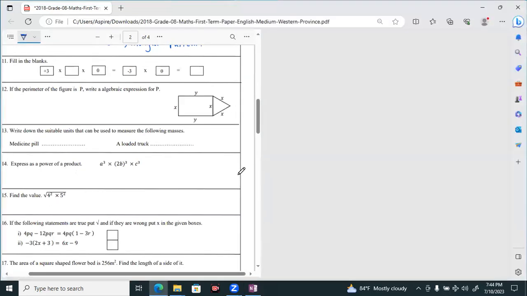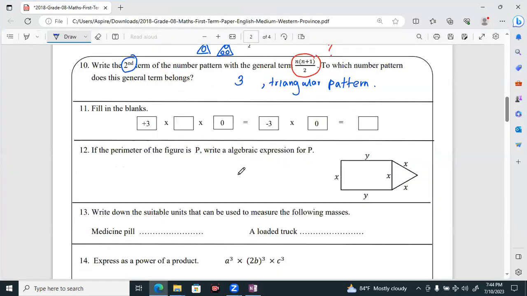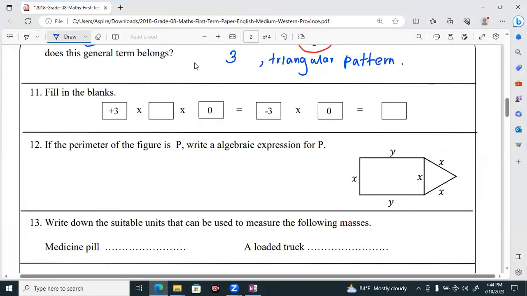Okay. Fill in the blanks. Let's fill this one. Look at this. Here you have identified that positive 3 times a particular value gives negative 3. Then positive 3 should be multiplied by which number to obtain negative 3?